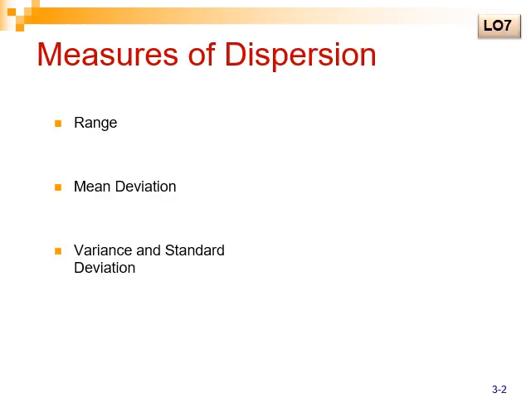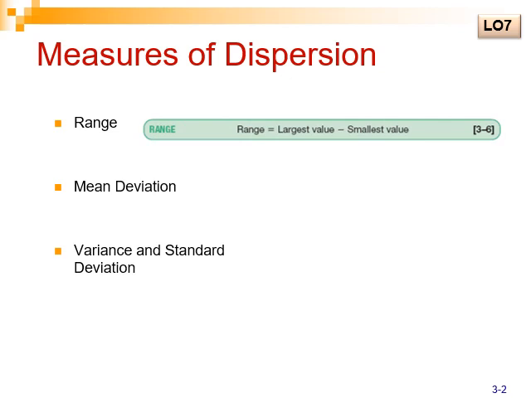Now we will take the measures of dispersion. The most common measures are range, mean deviation, variance, and standard deviation. The range is the largest value minus the smallest value. It is the first and simplest measure of dispersion: we take all the values, get the largest value, and subtract from it the smallest value, so we have the range.